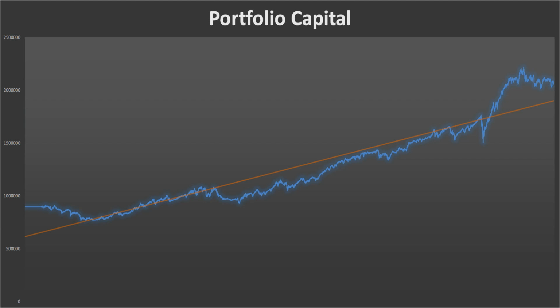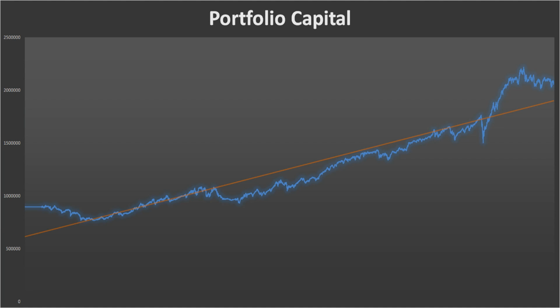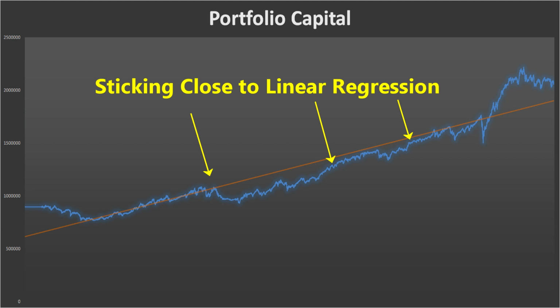It looks very similar. In this scenario, I'm using an EMA on the individual ETFs, and I'm only buying when the ETF is above the 200 period EMA. You can see here in terms of overall profitability, it's almost identical, but we are sticking closer to the linear regression and we're having less drawdown. Now I want to shake things up again.